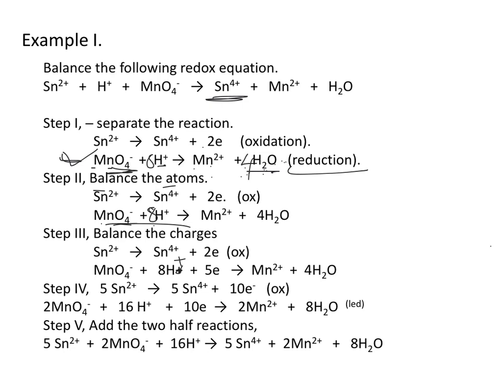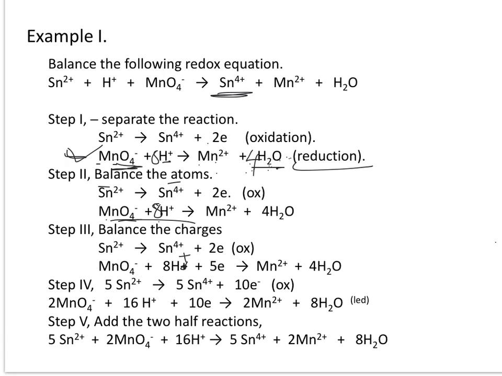Step 4. 5Sn²⁺ to give you 5Sn⁴⁺ plus 10 electrons. What is happening here is that you multiply that of oxidation by the number of electrons gained in reduction. We have 5 here, 5 electrons here, so you multiply each of these by 5. That's why you have 5Sn²⁺ to 5Sn⁴⁺ plus 10 electrons, 5 times 2, 10 for oxidation.